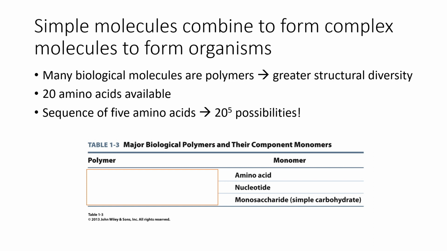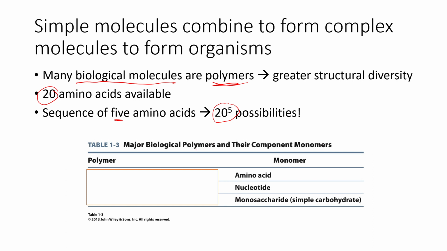So first of all, let's think about what biological molecules are made of. A lot of them are polymers. Polymers allow for a lot of structural diversity. For example, if you think about amino acids, there are about 20 biologically relevant amino acids. And if you have a sequence of 5 of them, that gives you 20 to the 5th power possible different combinations of amino acids. So polymers are a really great way to take a small amount of simple building blocks and create a lot of different types of structures that can be used to create really complex things like cells and bodies.